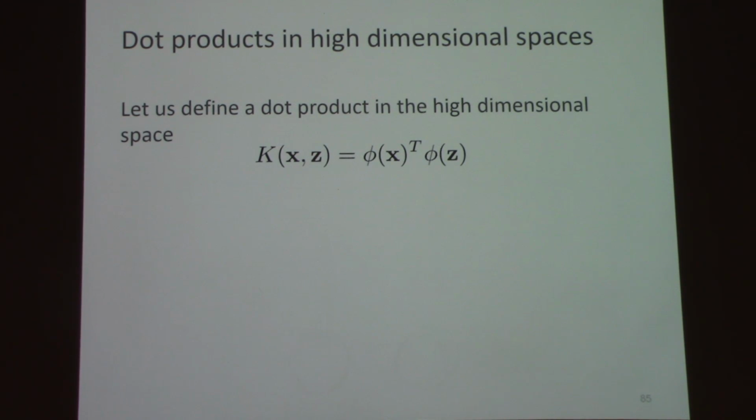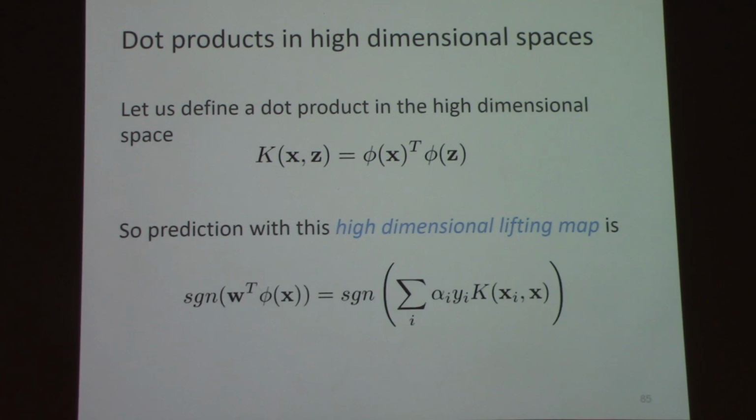So the only operation that matters is the dot product in the high dimensional space. Let's give it a name. Let's call it K. Given two vectors x and z, I want to compute the dot product of phi of x and phi of z, and let's call it the function K. K takes x and z and gives you the value of the dot product. Now the prediction, I've just replaced it with K here. So the prediction is sign of W transpose phi of x, which is simply the sign of the linear combination of these K's. Okay?